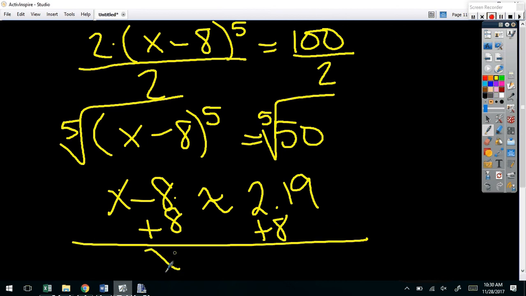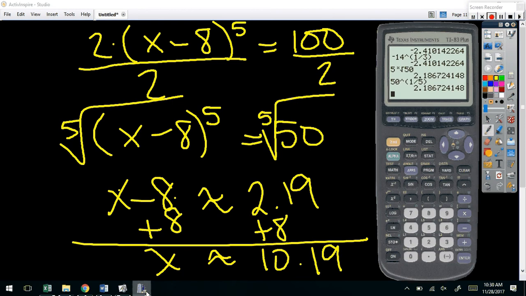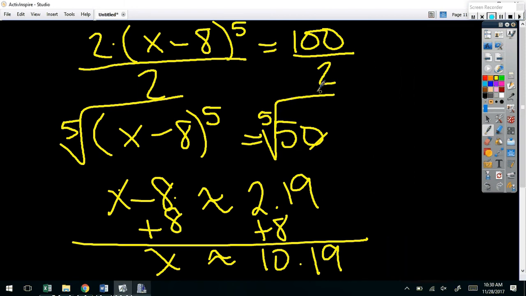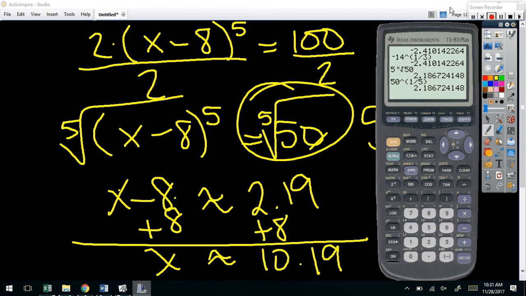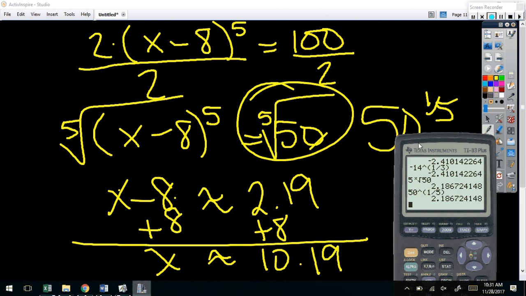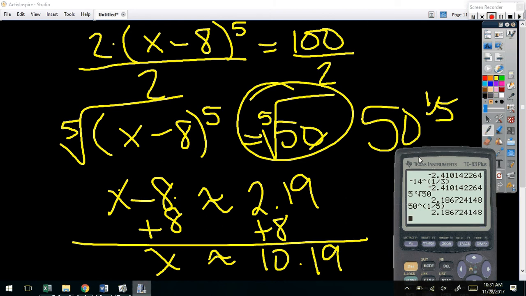I don't understand how to put this in the calculator. All right, which part? The root? What kind of calculator do you have? A graphing one? No. Okay, so you're going to have to put it in as an exponent. In the last one I did 50 and then I raised it to the power. I basically changed it to this form for the calculator. I understand how to do it, I just don't understand how to put it in the calculator.